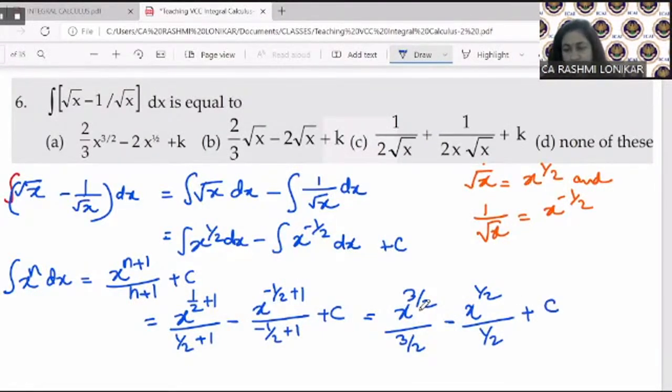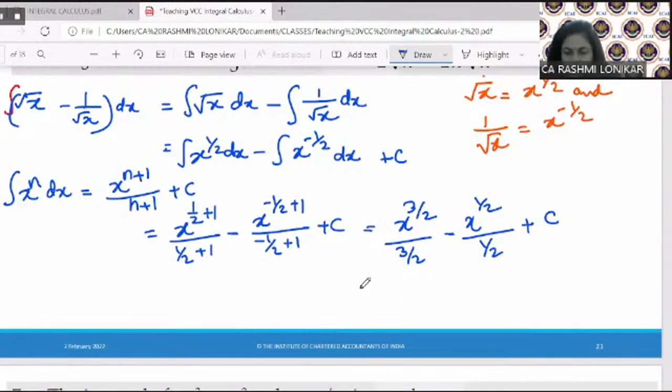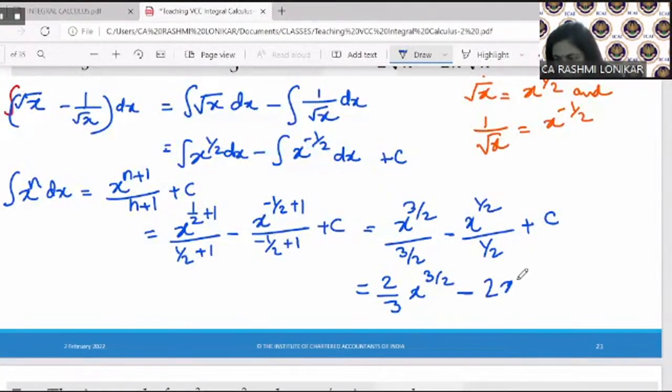Any fraction in the denominator will get flipped. So this will be equal to 2 by 3 x raised to 3 by 2 minus 2 x raised to half plus c. This is equal to 2 by 3 x root x minus 2 root x plus c.